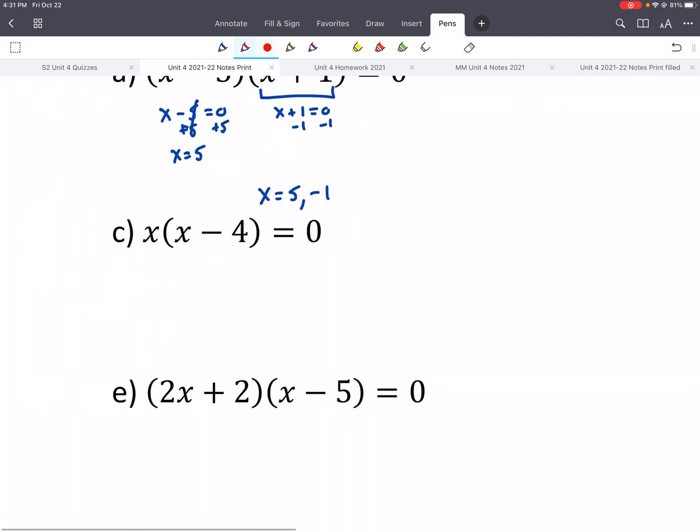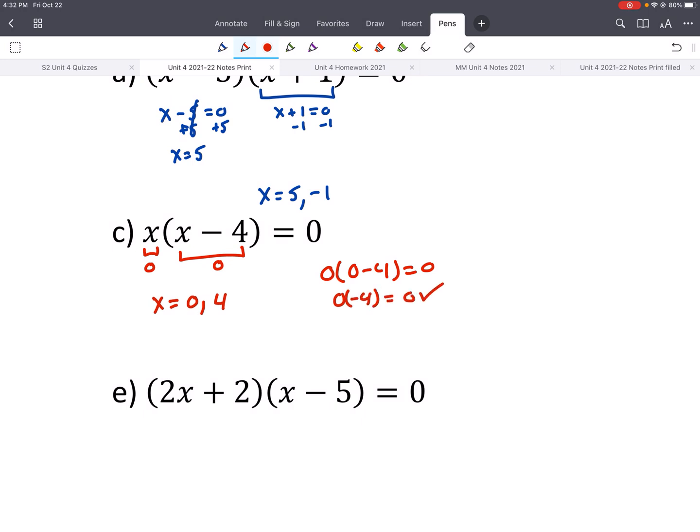All right, here's another one. We looked at that above. Either this has got to be 0, or this has got to be 0. So either x is equal to 0, or positive 4. Those are the things that you could plug in, and you would end up getting 0. You could even try it if you wanted to. You could plug 0 in for x. You get 0 times 0 minus 4, and you'd get 0 times negative 4, which is 0.